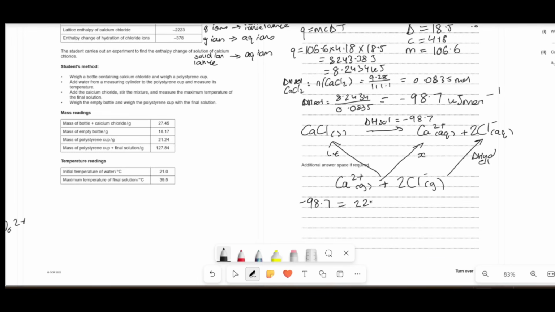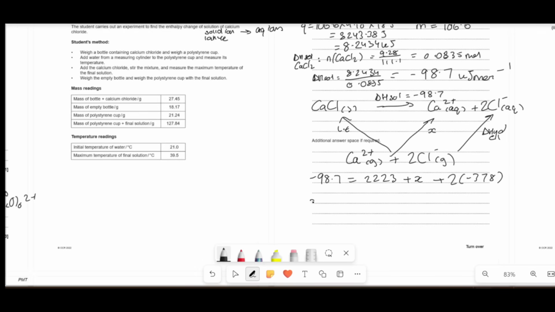So it's going to be 2223, right? And then we're following this. It's going to be plus X and then plus enthalpy of hydration of chlorine. But because remember the definition says 1 mole of gaseous ions to aqueous, but we've got 2, it's going to be double that. So it's going to be plus 2 times minus 378.